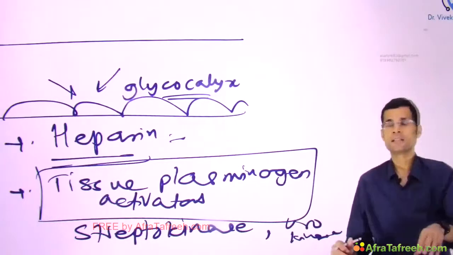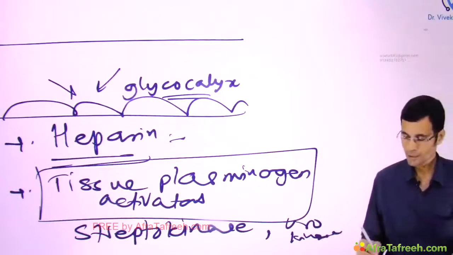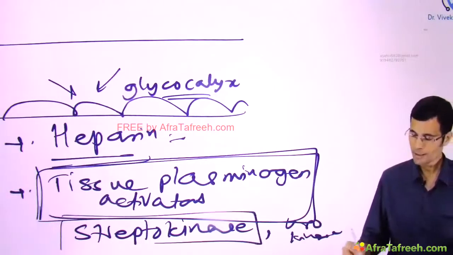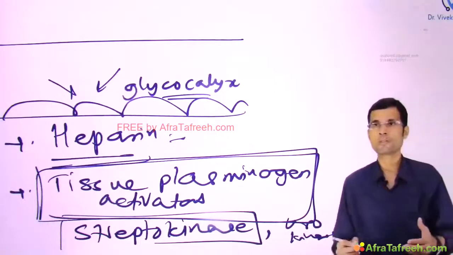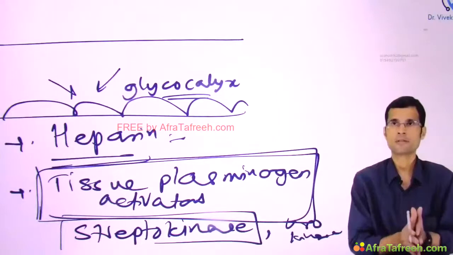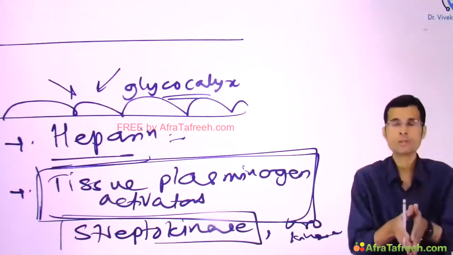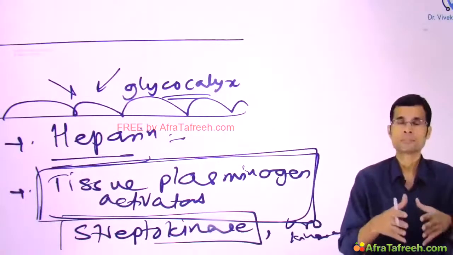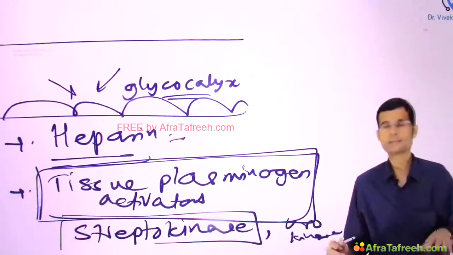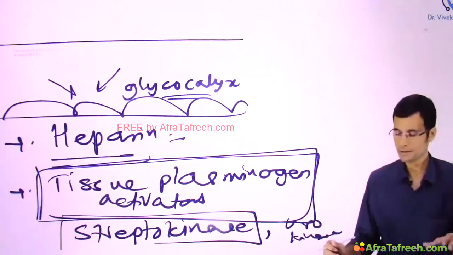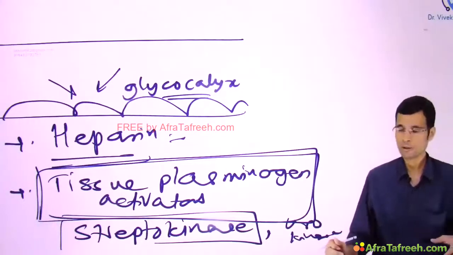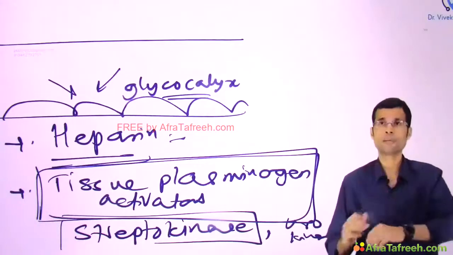So another anti-clotting mechanism in the form of tissue plasminogen activators. In fact, streptokinase is a very critical component of treatment in MI. The golden period in MI, the first hour or first few hours, the golden period where the myocardium has to be saved, that time this streptokinase is administered. It will digest the fibrin fibers, break down the clot, and restore the blood flow to the myocardium.